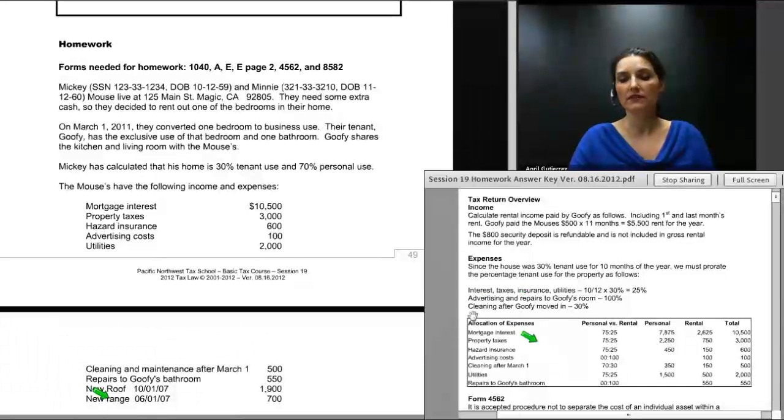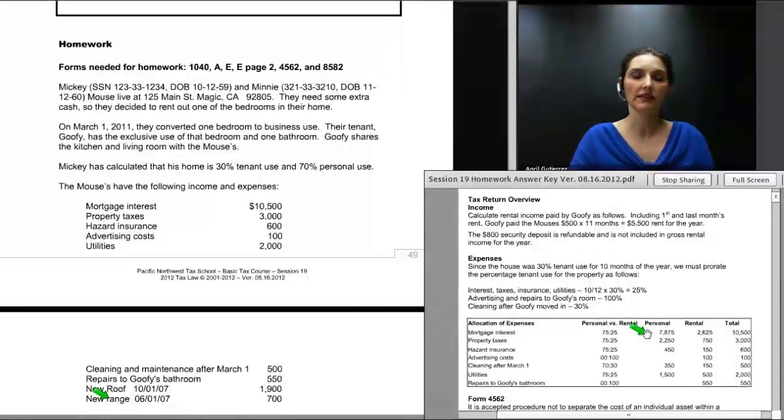So let's move over again to this chart to the allocation of expenses. We have 75% personal versus 25% rental on the mortgage interest, the property taxes, the hazard insurance, and the utilities. So we've entered the total amount here and divided that total amount between rental and personal. So ultimately, 75% of $10,500 is $7,875.